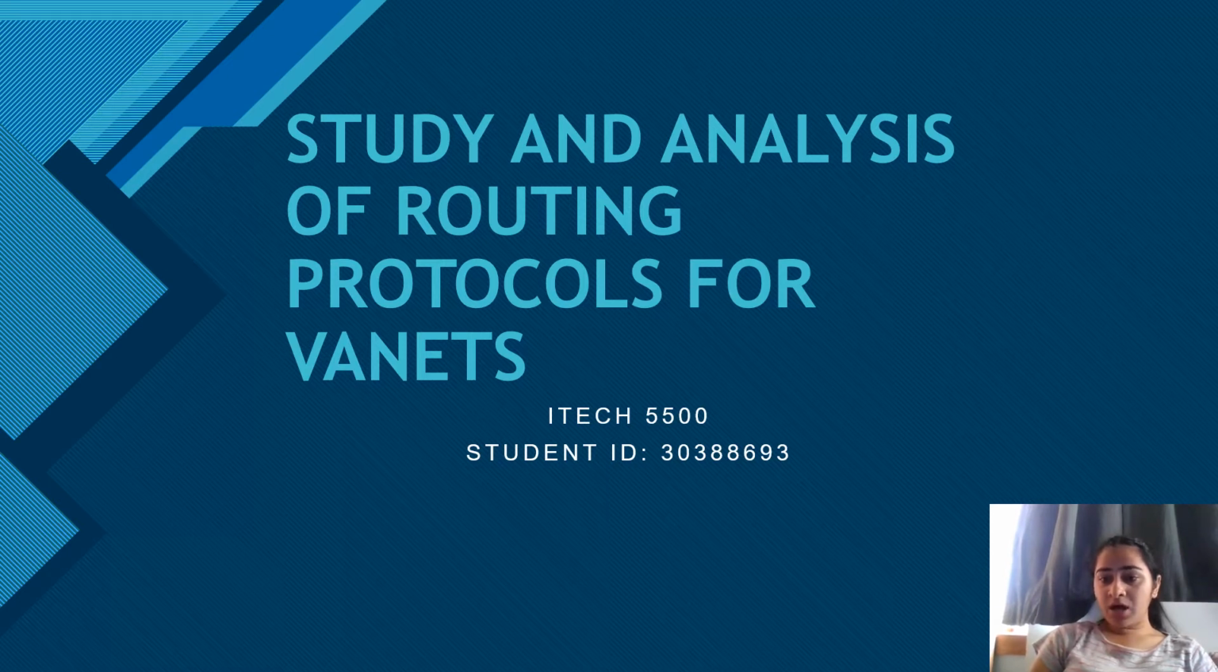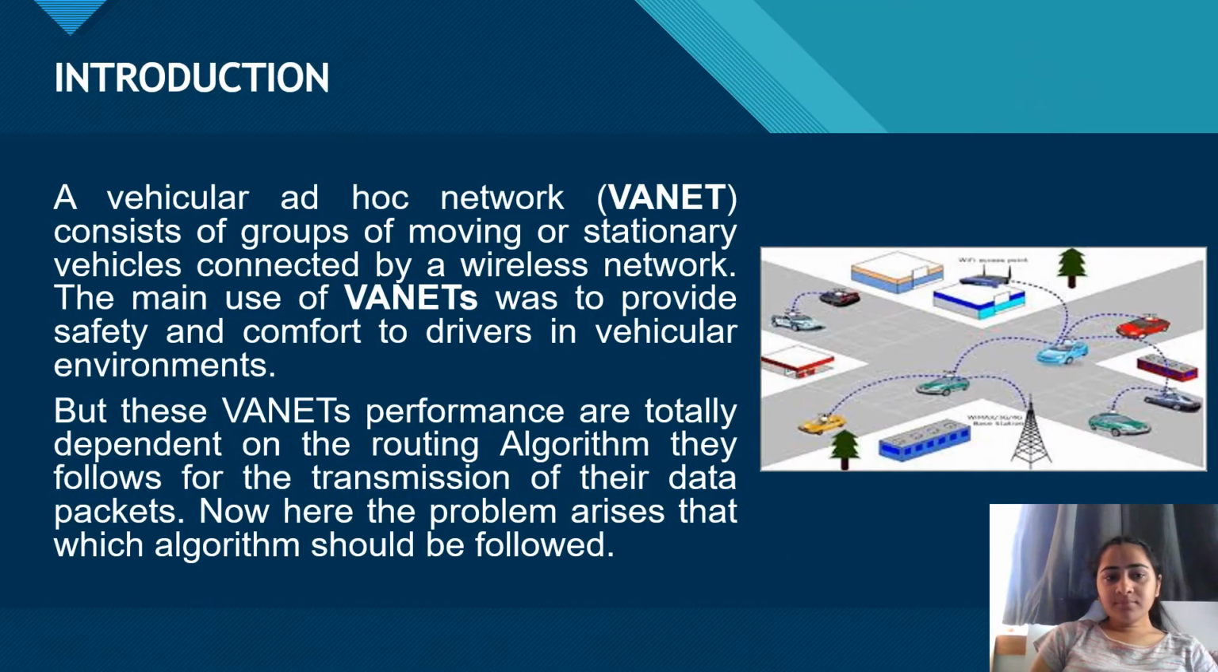This is about the introduction of my topic. The introduction is, what is Vanets? Vanets is a vehicular ad hoc network consisting of a group of moving or stationary vehicles connected by a wireless network. The main use of Vanets was to provide safety and comfort to drivers in vehicular environments. You can see the diagram on the right side of my picture.